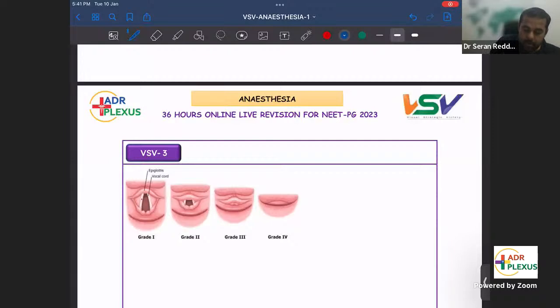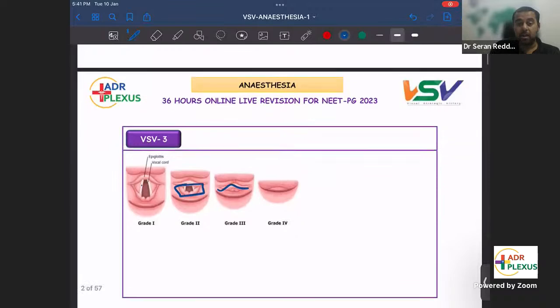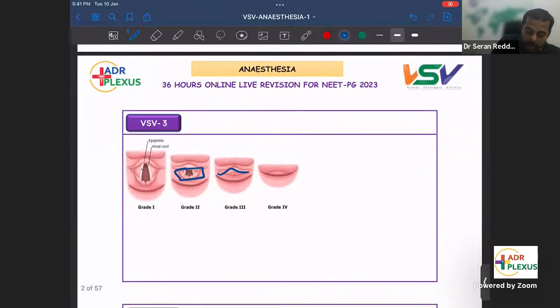If you see here, in grade 1, you see the entire glottis and epiglottis. In grade 2, you can see the epiglottis, but only partial glottis, only the posterior glottis. In 3, you can see only the epiglottis. In 4, even the epiglottis is not seen. This is called Cormack-Lehane grading.